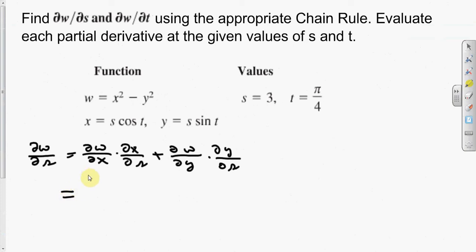So let's see. The partial of w with respect to x, that's just 2x, right? Then times the partial of x with respect to s, that's just cosine t. Plus now the partial of w with respect to y, that's minus 2y, times the partial of y with respect to s, that's just sine t.